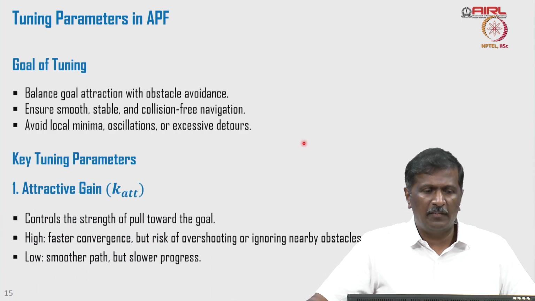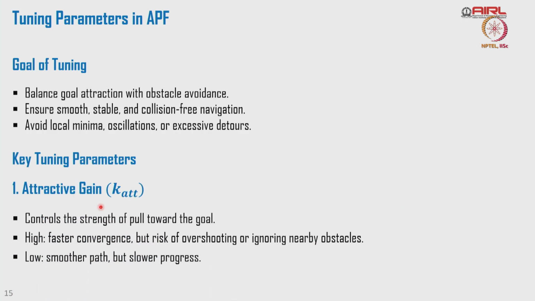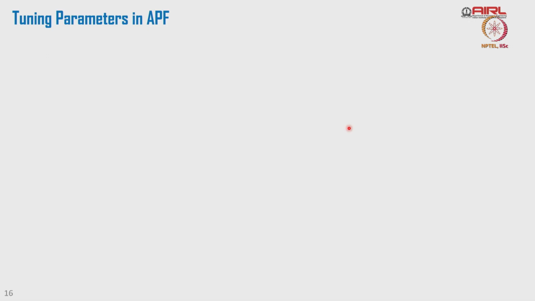What are the parameters that we need to tune? Attractive gain, K attractive. This controls the strength to pull the drone towards the goal, right? Higher the value, faster the convergence, but the risk of overshooting or the risk of the drone moving closer to the obstacle is very high. If you put a lower value, the path will be smooth, but the progress will be very slow. Time to reach will be very high.